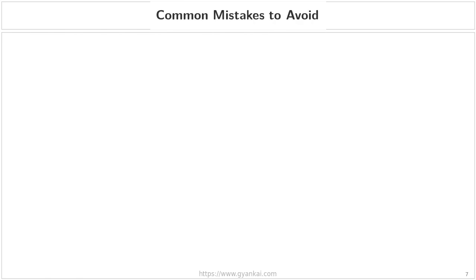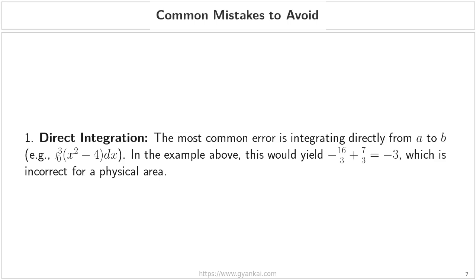Common mistakes to avoid. Now that we have worked through that example, I want to pause and highlight some common pitfalls. Even if you understand the concept, it is very easy to make a mistake during the calculation process. First, the most frequent error I see is direct integration. This happens when a student simply integrates from the start point a to the end point b, without checking for x-intercepts.